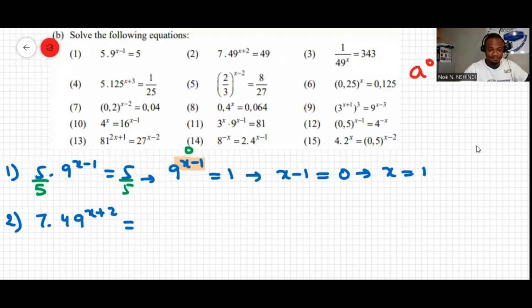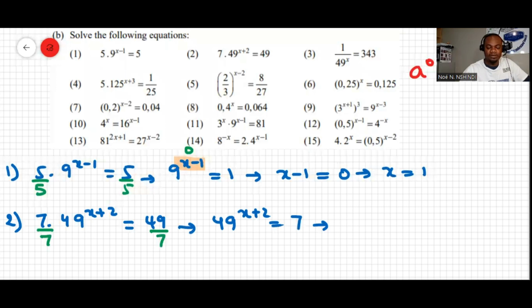You're welcome. Equal to 49. Okay, in this case, we can divide by 7. I prefer to divide by 7, it's going to be much quicker. Simplify here by 7 by 7. And then this will be 49x plus 2 equal to 7.